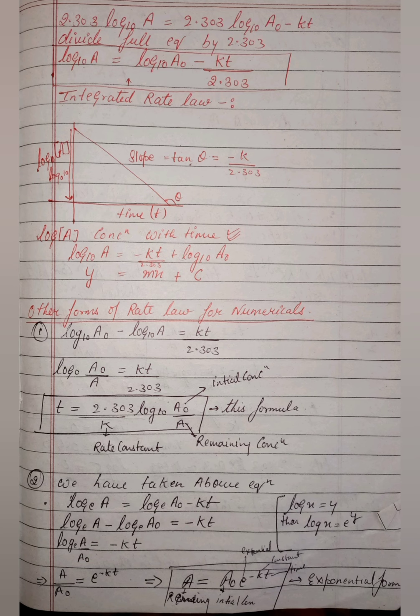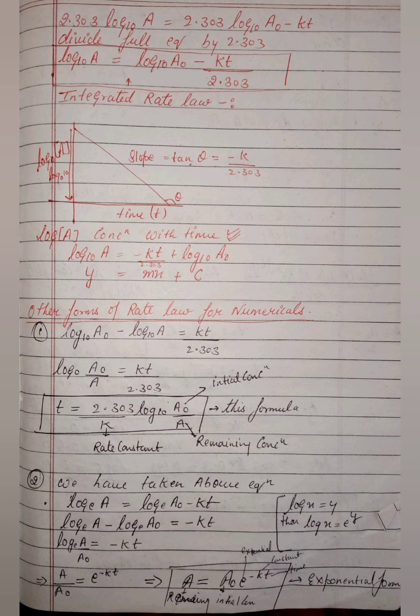Now there are other forms to solve the numericals also. The first one we have studied: log 10 A naught minus log 10 A equals kt upon 2.303. In this one, t comes as 2.303 upon k log 10 A naught upon A. A naught is the initial concentration, A is the remaining concentration, and K is the rate constant. These things we use in the numericals.